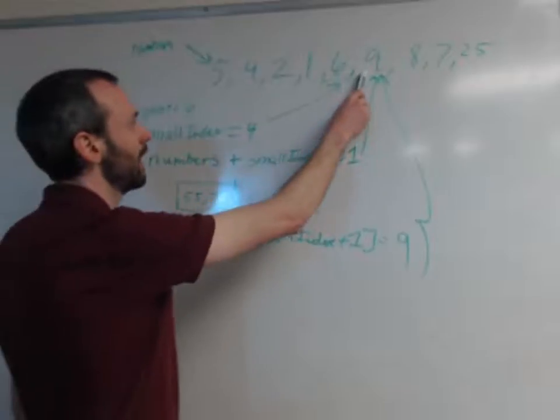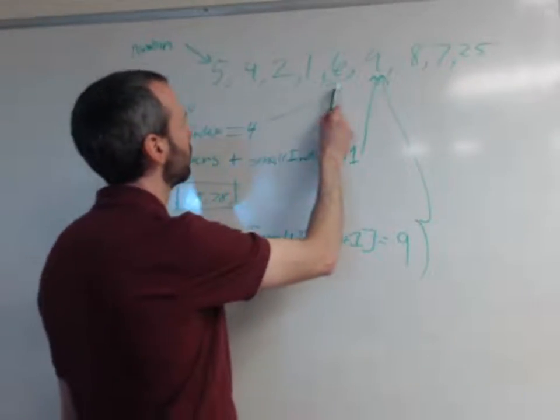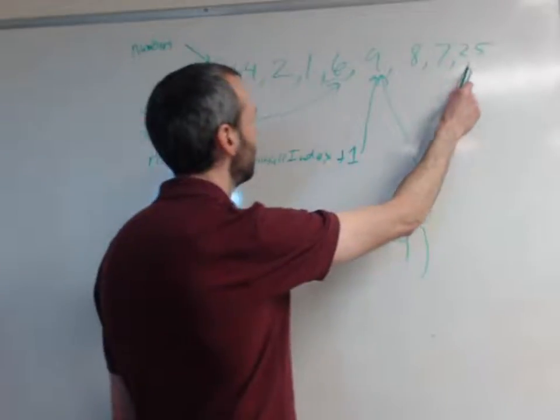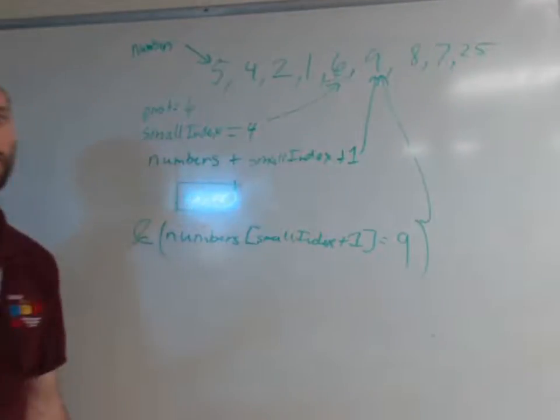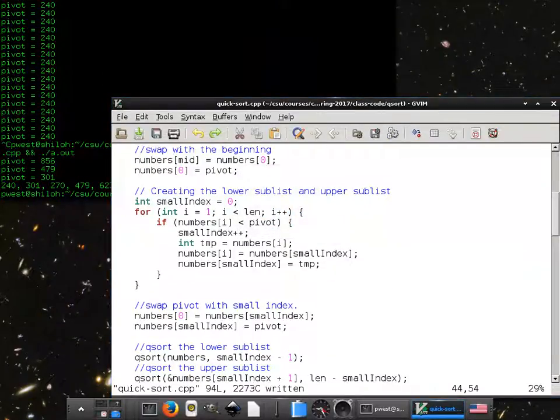So we're pointing to this 9. We have 1, 2, 3, 4. What's the length of this? 1, 2, 3, 4, 5, 6, 7, 8, 9. 9 minus 4 is 5, so we're close. It's small index minus 1. Those off by 1 errors are going to get you every time.